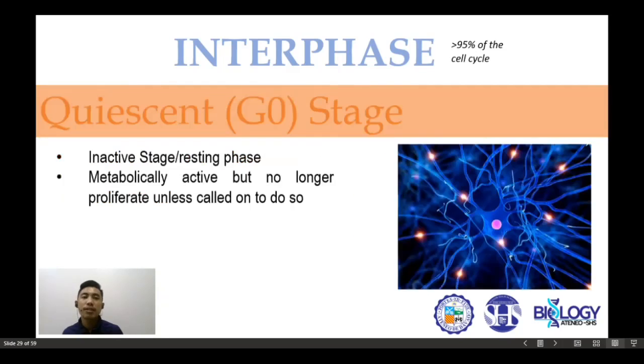Now, for some cells, such as nerve cells and liver cells, after G1, the cells enter G0, or the quiescent stage, wherein, as the term suggests, the cell becomes inactive for division. This means that the cell is living, so metabolism still happens. However, it does not prepare itself for division. Thus, it will not enter S phase. These cells will only enter S phase if there are damaged cells of the same type, for example, damaged liver cells. So liver cells will exit G0 to enter S phase, up to the mitotic phase, to replace the lost or damaged cells. Okay?